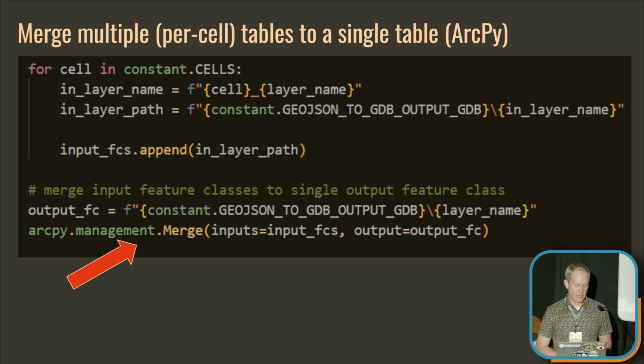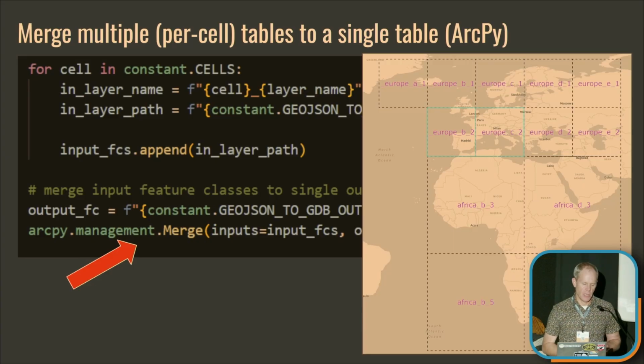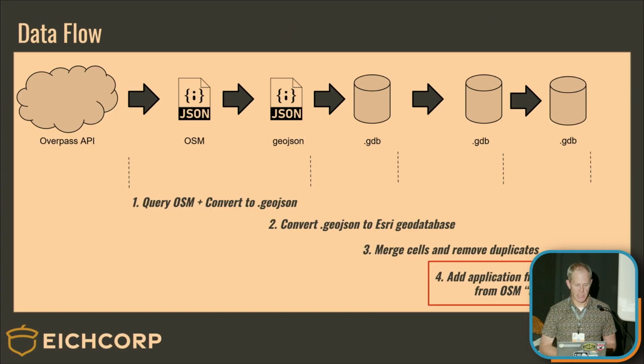If you think about it, since I was querying data cell by cell, there's a chance that for some line data I might have downloaded the same line twice, because it spanned the spatial chunk boundary. So what I did was identify duplicates by using the OpenStreetMap ID. There's a nice feature there: OpenStreetMap does have IDs. Use them.